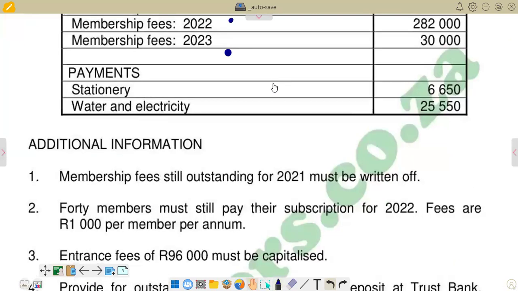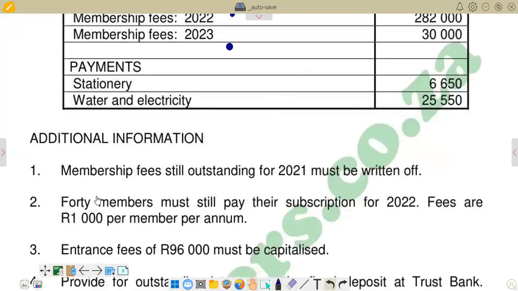If we go back to the additional information, we'll see that they're saying membership fee still outstanding 2021 must be written off, which is the 3,000 that we got there. So we summarize that. And the double entry that we have there is that we are going to credit membership fees account, and then we debit the income and expenditure account.